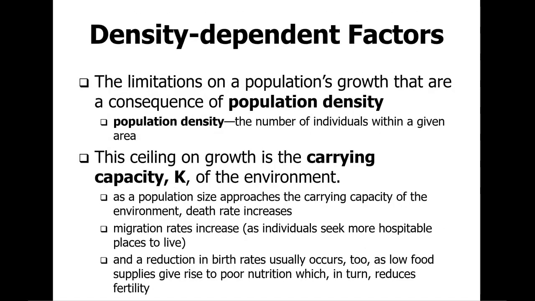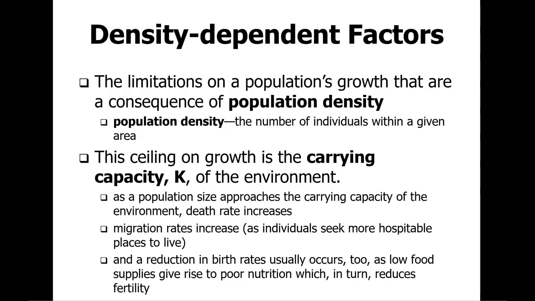So density-dependent factors are limitations on a population's growth that are consequences of population density. Population density, like we said, is the number of individuals within a given area. The ceiling on growth is called the carrying capacity. Carrying capacity is abbreviated with a K, and when we see that in an equation, that's what it stands for: the carrying capacity of that environment. As the population size approaches the carrying capacity of the environment, death rate will increase.